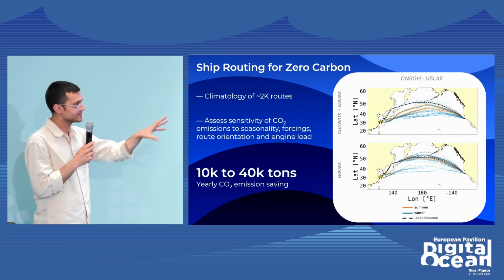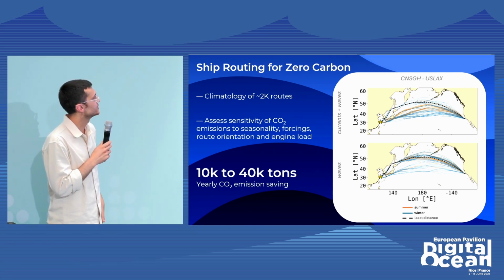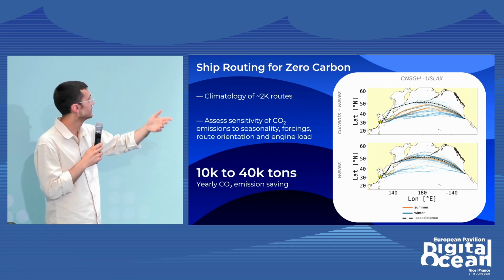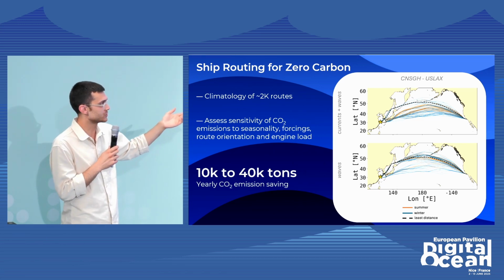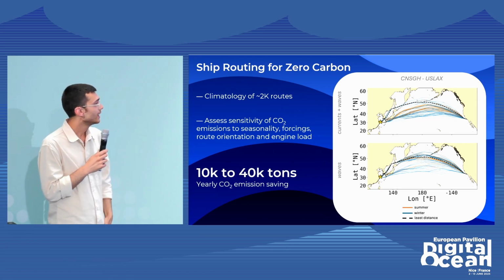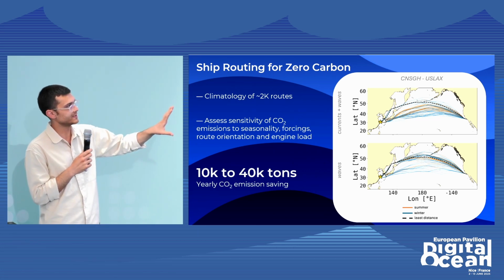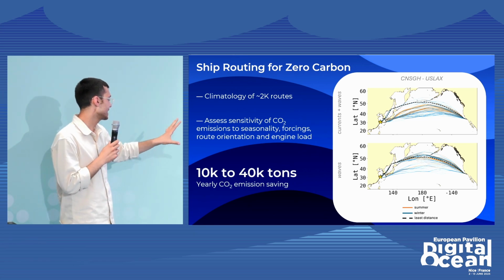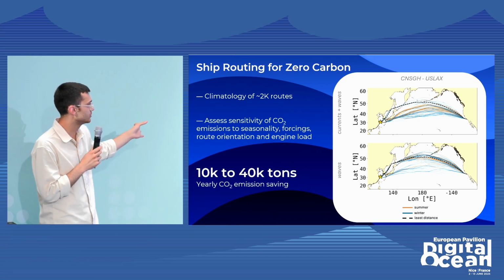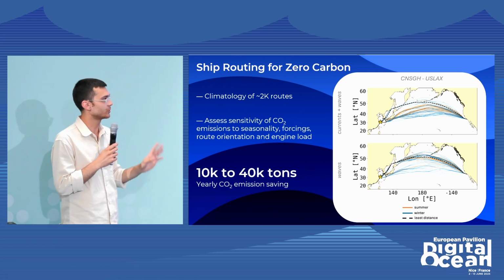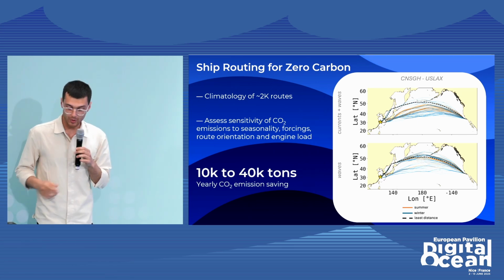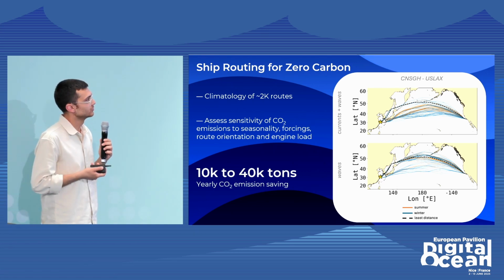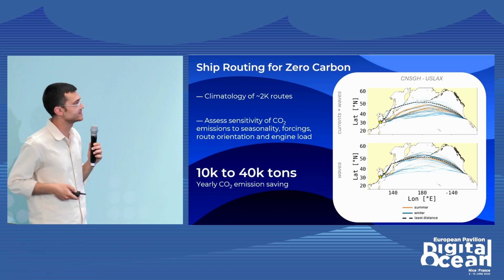But that is some technical detail. In this work, we try to assess the sensitivity of CO2 emission from the shipping sector to various factors like seasonality, forcings, route orientation, and also speed optimization in a way. What we found is that just for this single route, the Shanghai-Los Angeles route, savings are possible ranging from 10K to 40K tons of CO2 for a yearly route. So I would say this can be a really good short-term measure to limit the impact and also to decarbonize the shipping sector.